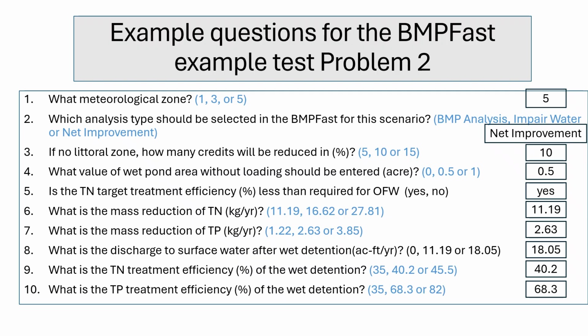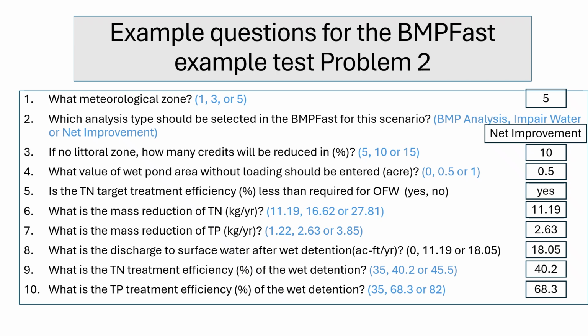The first question asks which meteorological zone applies, with choices of zone 1, 3, or 5. The second question asks which analysis type should be selected in BMPFast for this scenario, choosing between BMP analysis, impaired water, or net improvement. The correct answer there is net improvement. Moving on, if there is no littoral zone, you are asked how many credits will be reduced as a percentage, with options of 5, 10, or 15%.